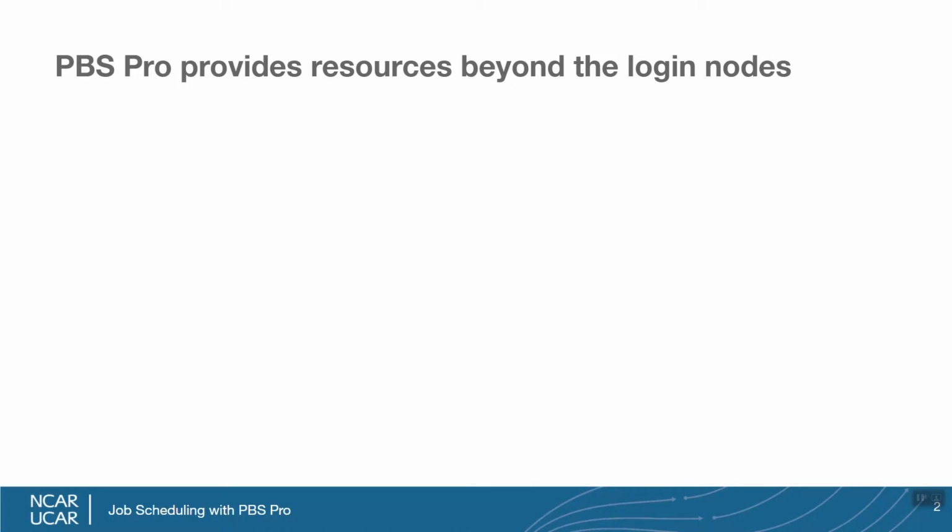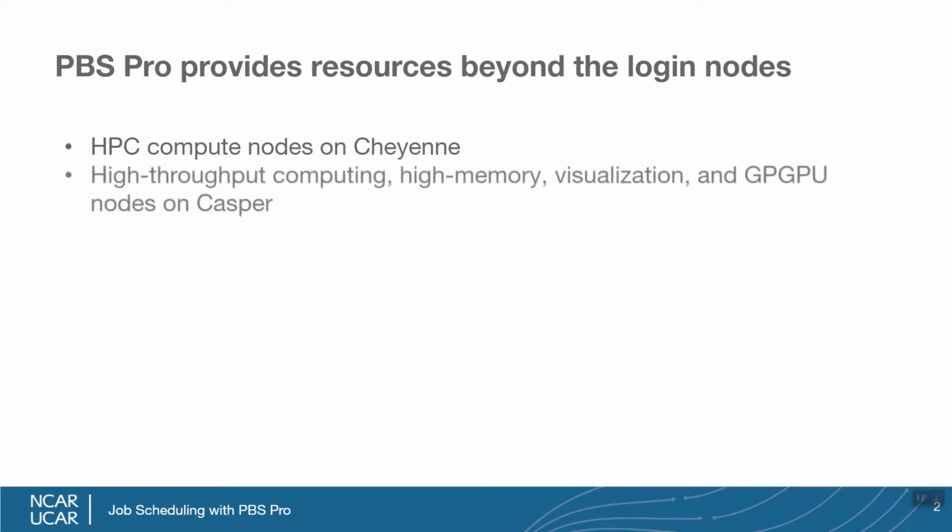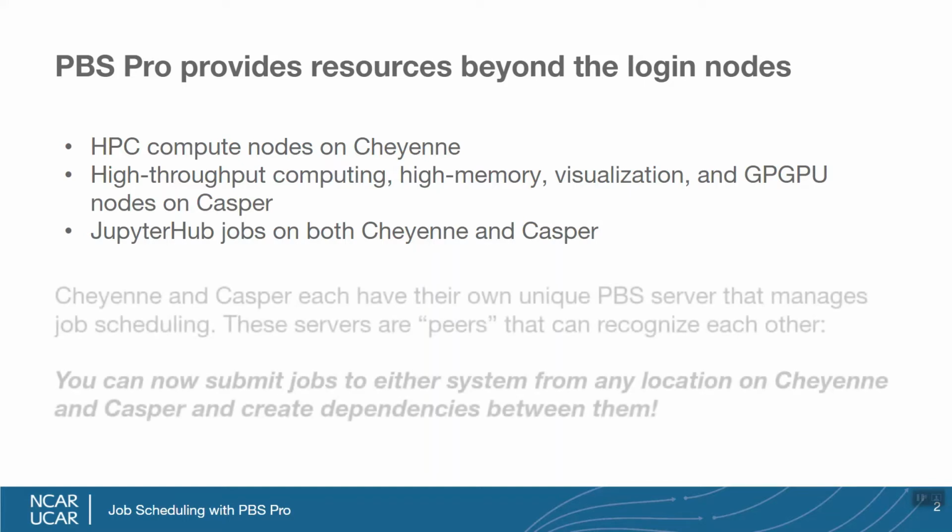So PBS Pro provides resources on our systems here at NCAR beyond the login nodes. This includes resources like the HPC compute nodes on Cheyenne, and the high throughput computing, high memory visualization, and GPGPU nodes on Casper. The Jupyter Hub jobs on both Cheyenne and Casper use PBS Pro jobs to give access to resources.